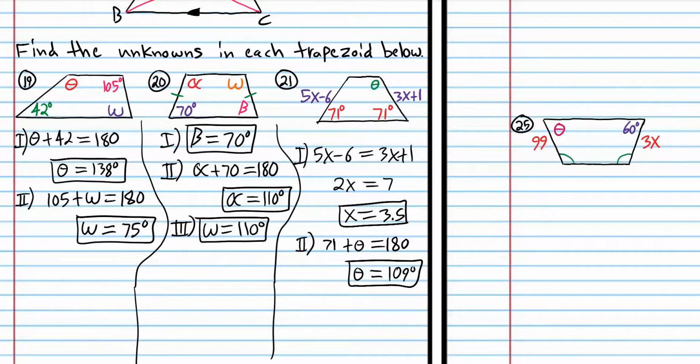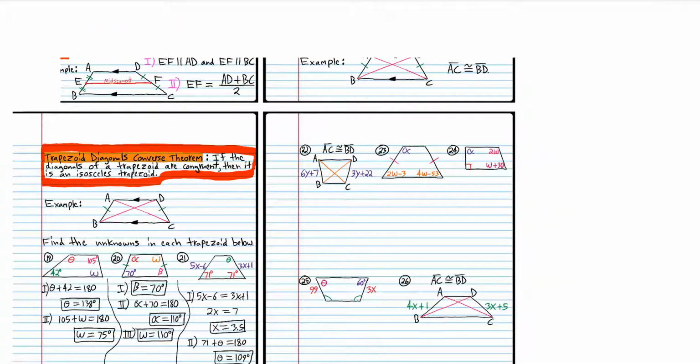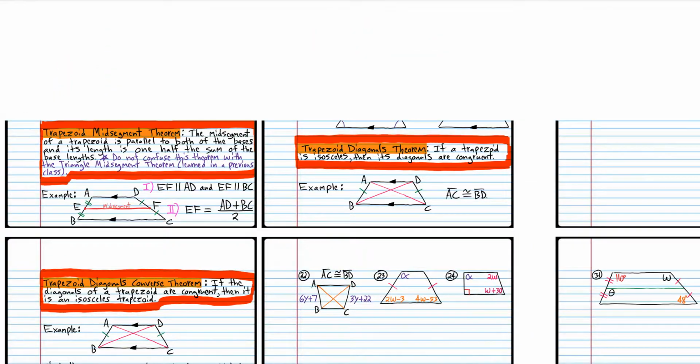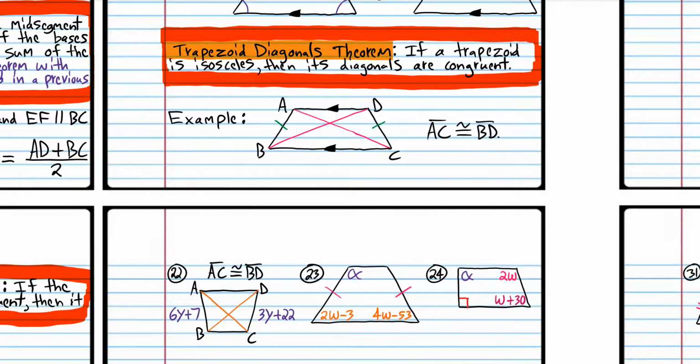So let's see here, that was it for that problem. Now 22, we're going to use the trapezoid diagonals theorem. If a trapezoid is isosceles, then its diagonals are congruent.